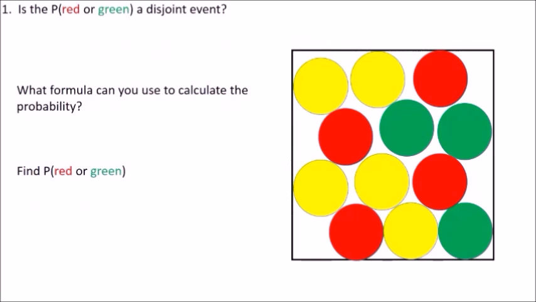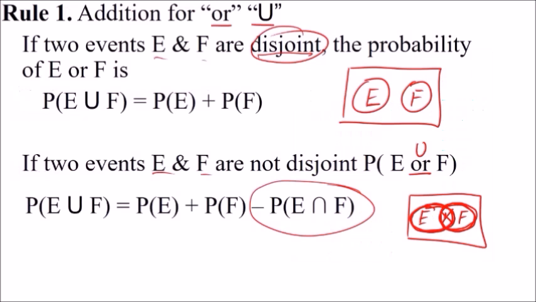So number one is the probability of red or green a disjoint event. So here we're trying to figure out if it's disjoint or not, because I need to know which one of these formulas up here to use. If they are disjoint, then I can use this top formula, but if they are not disjoint, then I've got to use this bottom formula.